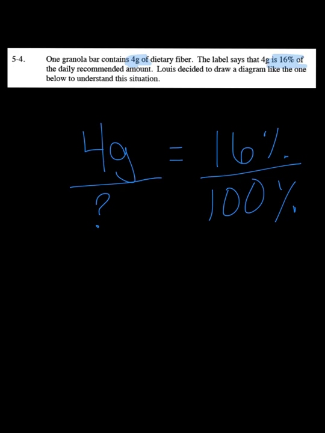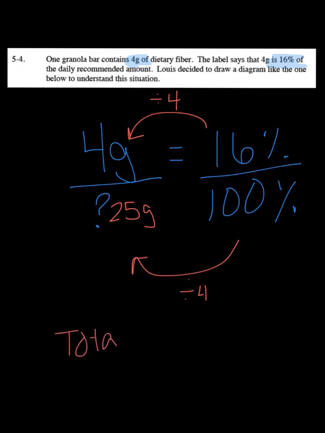So using the same logic that we did last time, I just set up my equal fractions with my 4 grams being equal to 16%, which is what the problem told us, and then putting my 16% out of the total 100%. Now I just need to find what this total will be. So using our equivalent fractions, I know that 16 divided by 4 gets me 4, which means 100 divided by 4 gets me 25 grams. So I know that my total amount of dietary fiber I need is 25 grams.